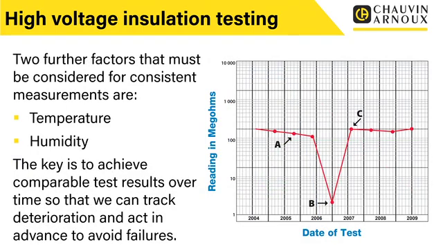So there are two further factors that must be considered for consistent measurement. First one is temperature. Now, the temperature of the insulation makes a huge difference. And this is quite interesting actually, because this was something I learned during this installation. The relationship between insulation resistance and temperature is actually opposite to what you'd expect from a conductor. So generally with a conductor, the higher the temperature, the higher the resistance.